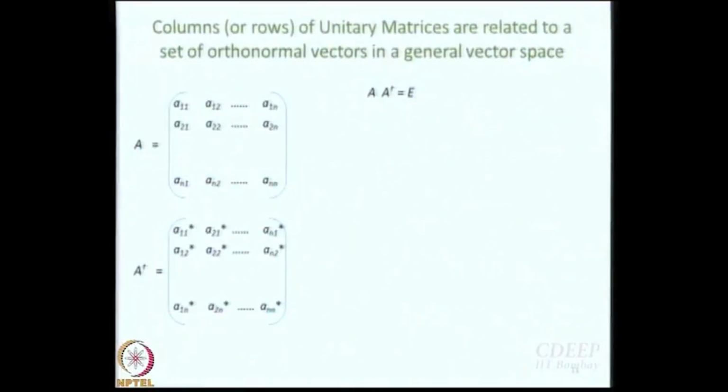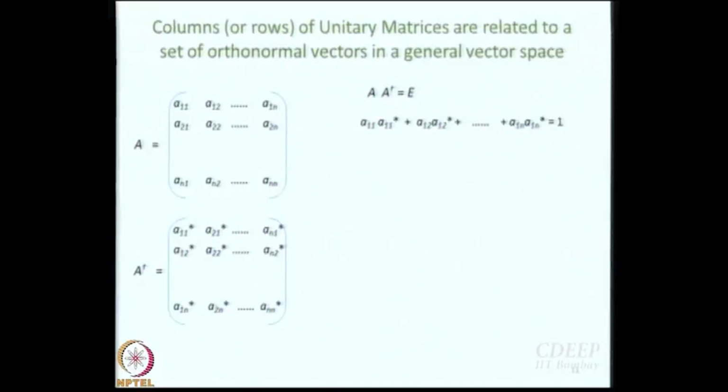A11 A11 star plus A12 A12 star plus A13 A13 star. Do you see the pattern? What is the pattern? This is what it is: A11 A11 star plus A12 A12 star plus whatever, plus A1i A1i star, plus again a lot of elements, then plus A1n A1n star, and that has to be equal to 1, right? First element 1 1, there is 1.